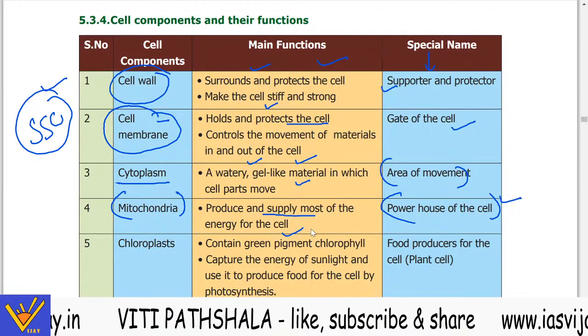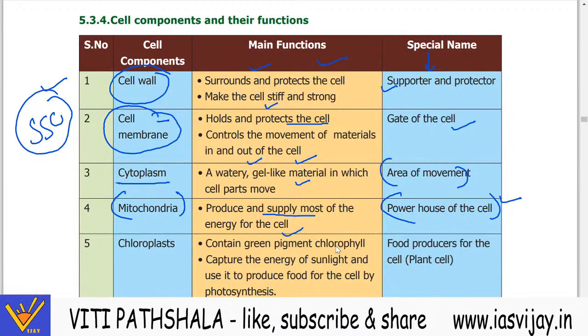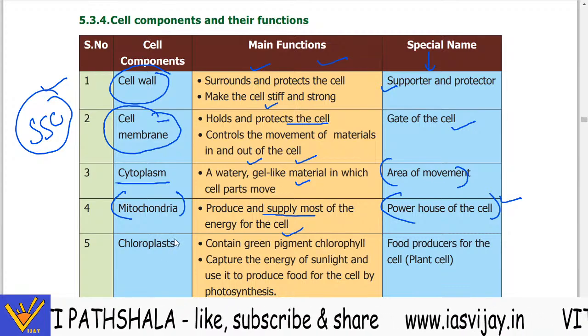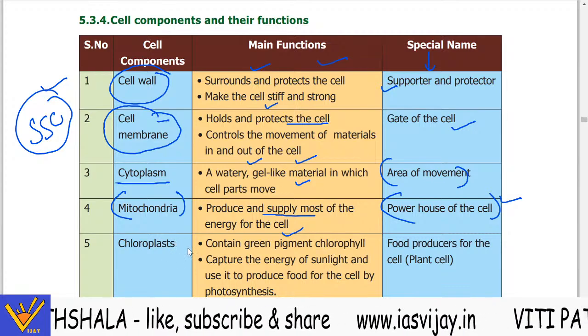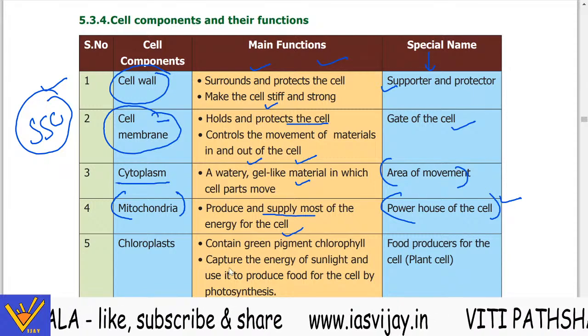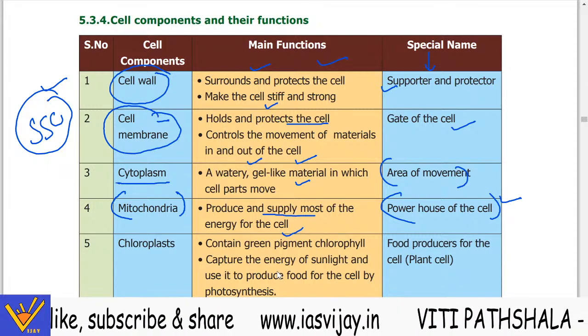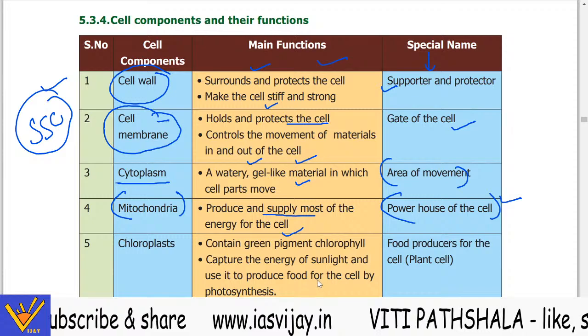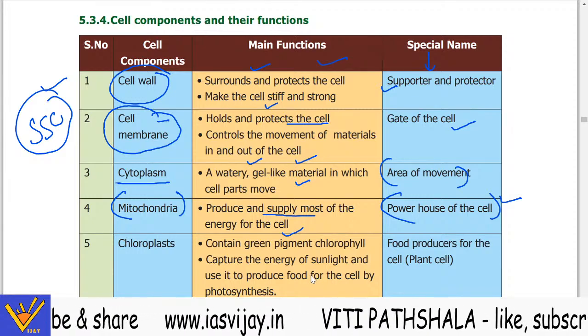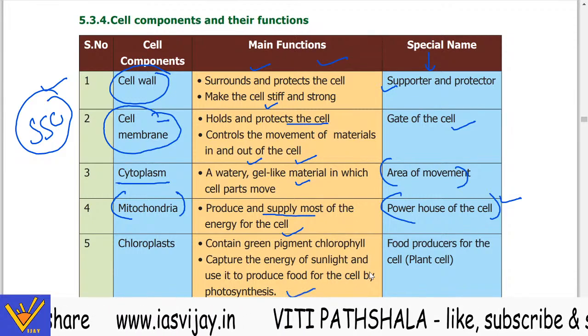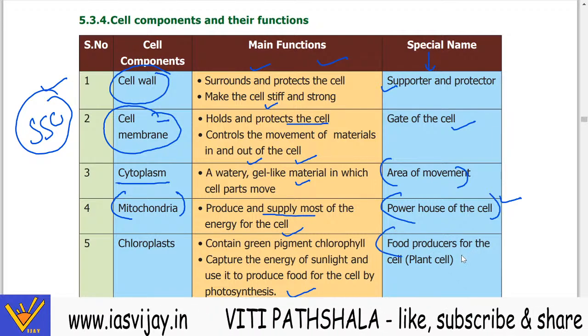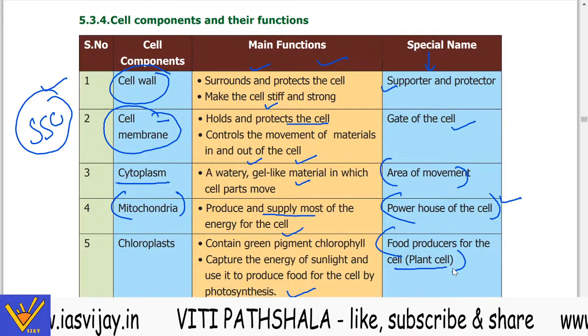Now chloroplast contains the green pigment chlorophyll. So in the chloroplast you will find the chlorophyll. It captures the energy of sunlight and uses it to produce food for the cell by the process of photosynthesis. These are the food producers for the cell, found in the plant cell.